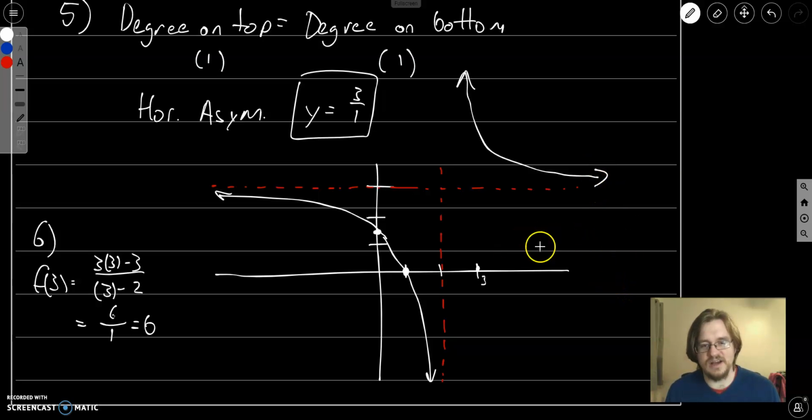So there you have it. We just follow the steps, and we can see that this is what our function will look like. I'll go through another example in the next video.